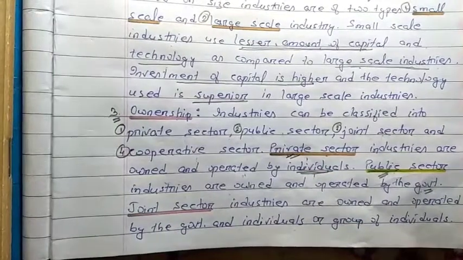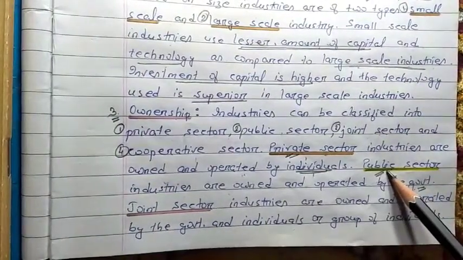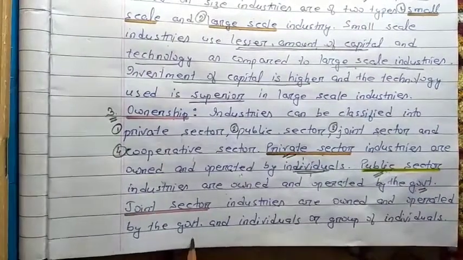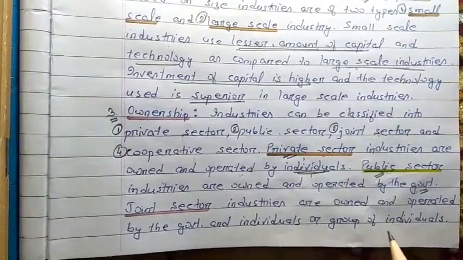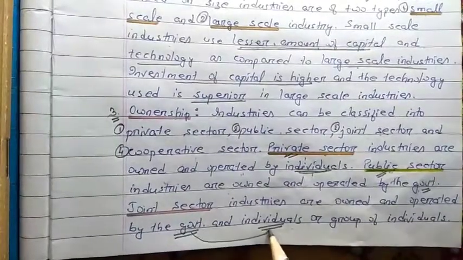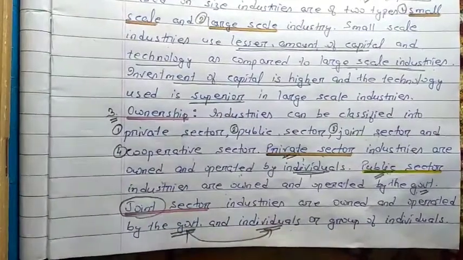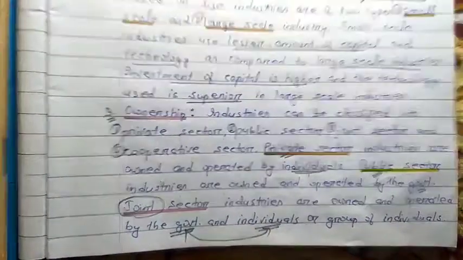Some industries are totally under the control of the government. They are known as the public sector industries. At the same time, some industries are generally run by the government as well as individuals. Combinedly, they run the industries, and those industries are generally known as the joint sector industries.